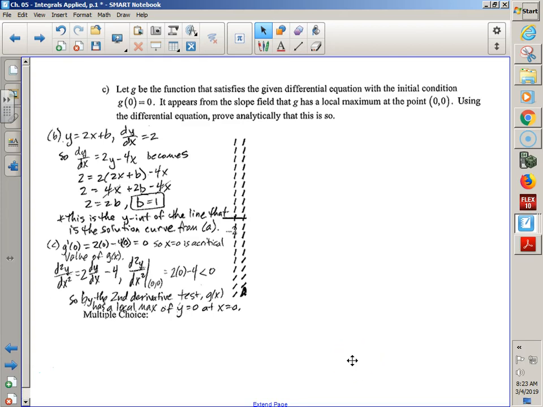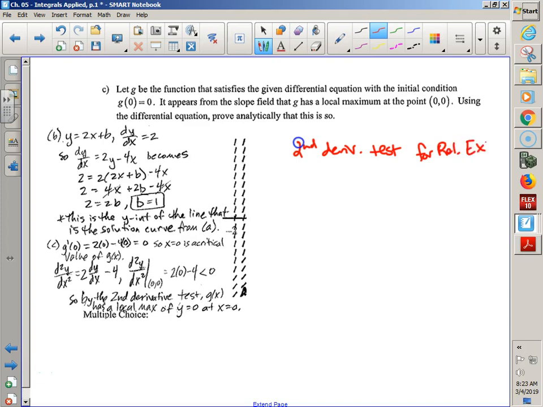The hint I gave on Friday to both period 1 and period 6 was you have to use the second derivative test for relative extrema. That's what you had to use for letter C because you cannot integrate that differential equation and find the max or the min using critical numbers and all that. So we have to use the second derivative test, and I gave you the hint that you have to look at dy/dx and the second derivative.